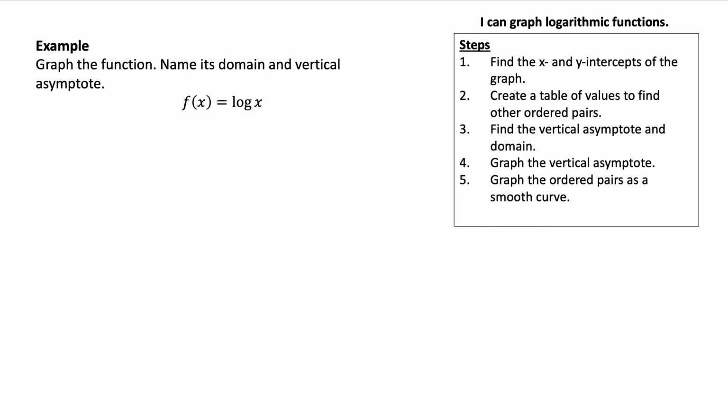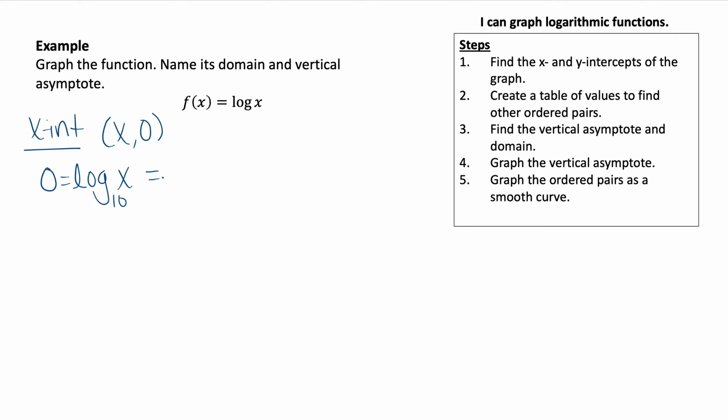Now let's graph the function f of x equals log of x and name its domain and vertical asymptote. We're going to start off by figuring out the x and y intercepts. Remember the x-intercept will occur where y equals 0, right? The x-intercept has the form (x, 0). So I'm going to plug in y equals 0 to this function. I have 0 equals the log of x. Remember that the log of x is the log base 10.